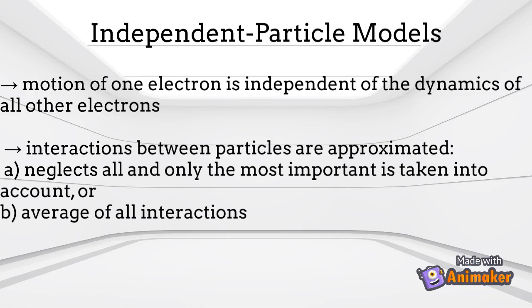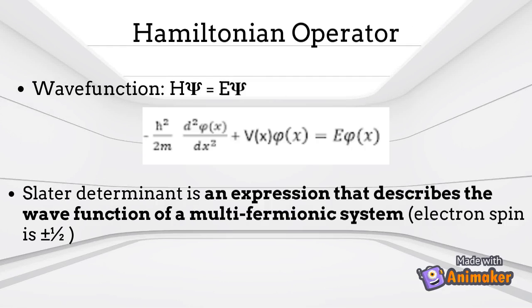So, the independent particle models actually describe that the motion of one electron is independent of the dynamics of all the other electrons, and the interactions between the particles are approximated by either taking the most important of the interactions and neglecting all the other interactions, or by taking the average of all the interactions.